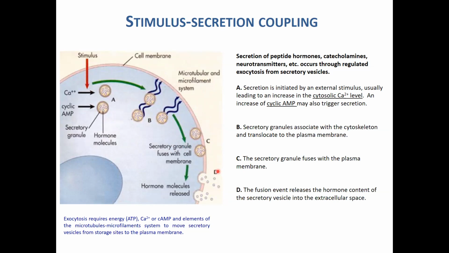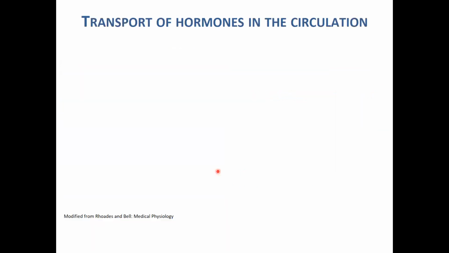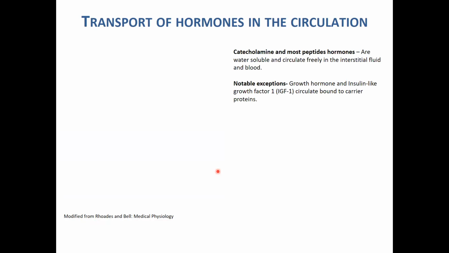So now I have the hormone released. So how do I transport it? I got to get into that. So most of the peptide hormones and catecholamines are water soluble, and they circulate freely in the interstitial fluid and the blood. So you don't need any carrier proteins.